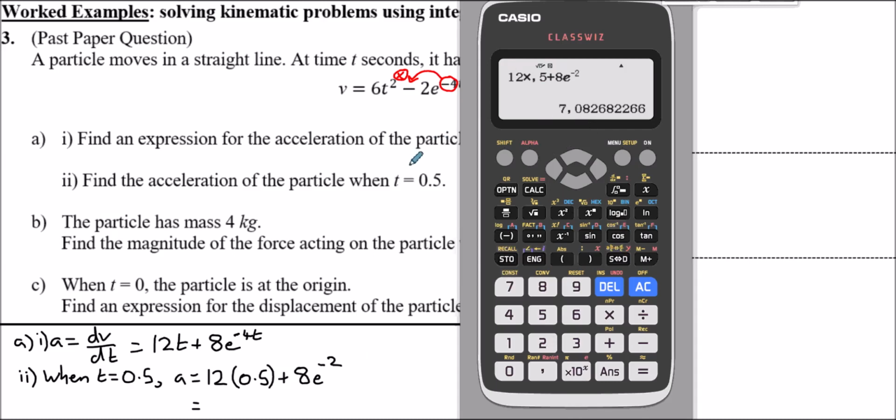Read the question, it does say we need to give this to... have I just made that up in my own head? I think I have. Sorry, what am I talking about?